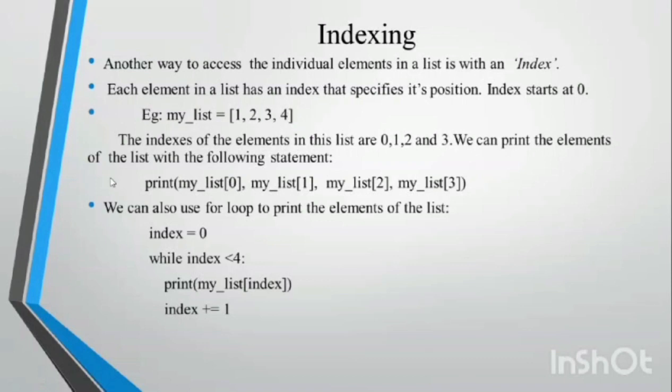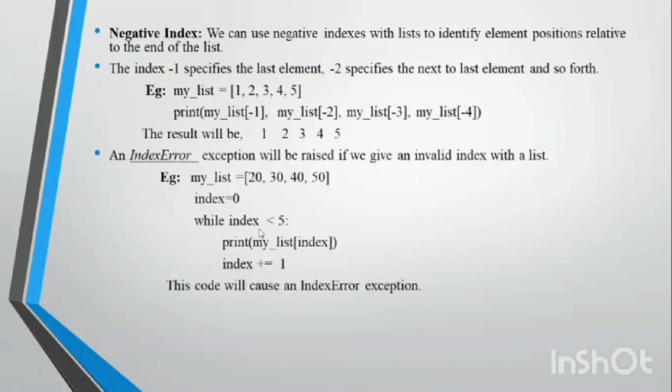We can print the elements of the list with the following statement: print of my list, where we are passing the index as the argument. Next, we are printing the first, second, third, and fourth elements. We can also use a for loop to print the elements of the list. Here is an example. Here we are using a while loop, and we can also use a for loop.